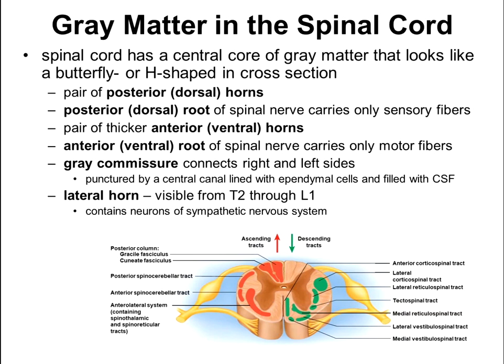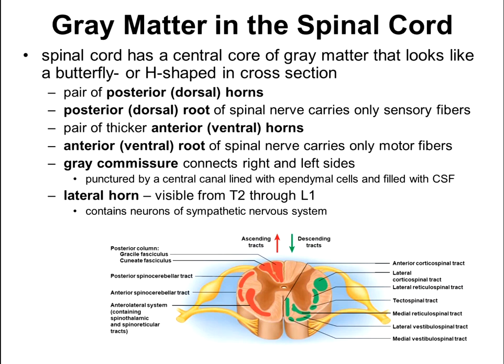So the spinal cord has a central core of gray matter that looks like a butterfly, or maybe an H if you have a cross section, and you can see it here in the picture. It does look like a butterfly. It has a pair of posterior or dorsal horns. It has a posterior or dorsal root of spinal nerve that carries only sensory fibers.